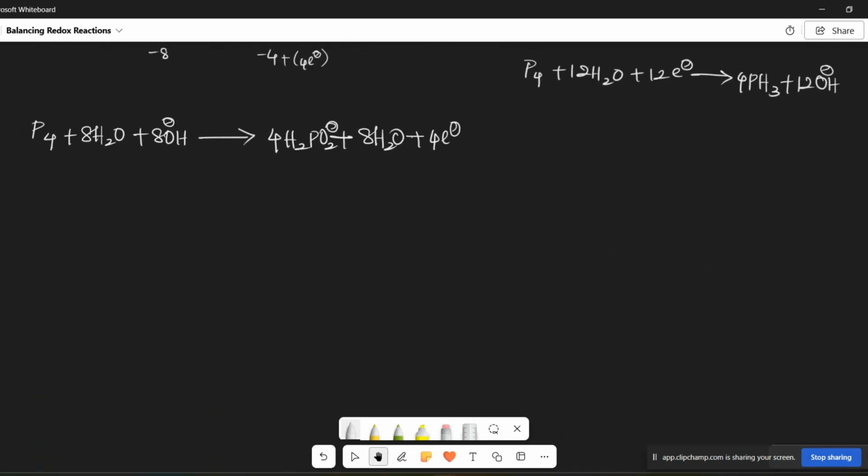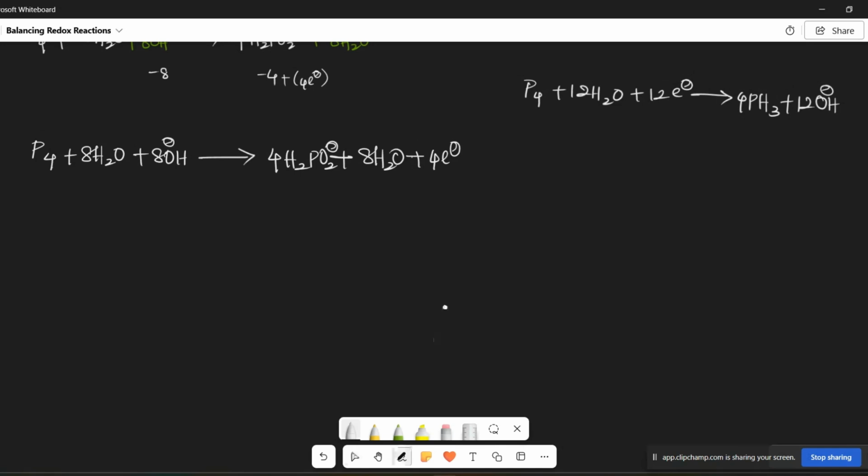Then what you'll do: here there are four electrons, here there are twelve electrons. How can you make them equal? You can just multiply this whole equation by 3. Just don't multiply 3 with only these or only the electrons. You need to multiply the whole equation by 3. Okay. Then just add it up.